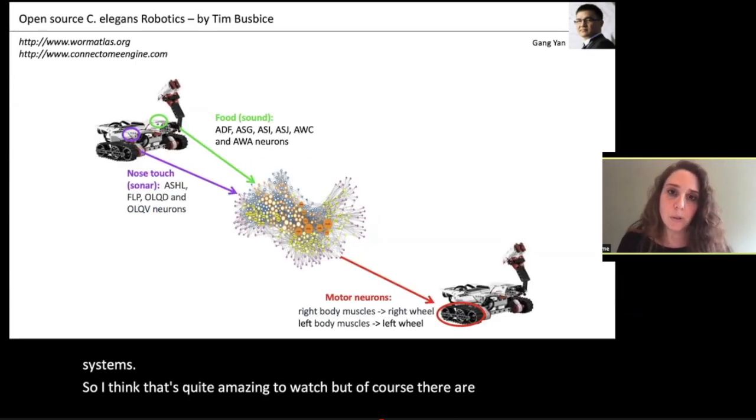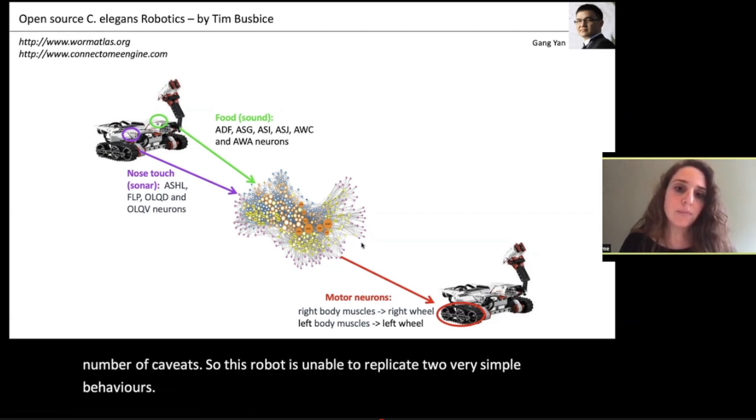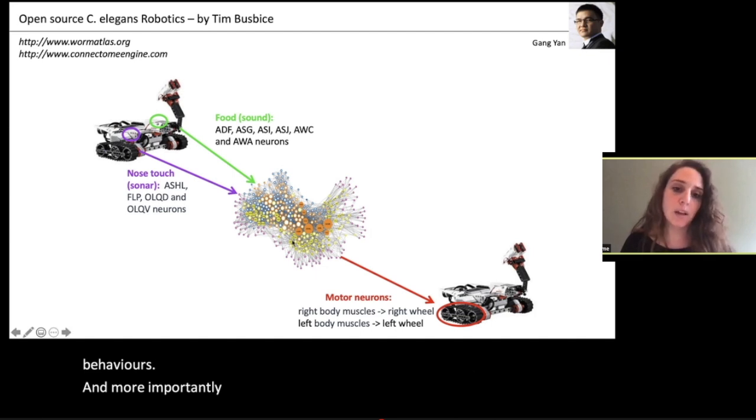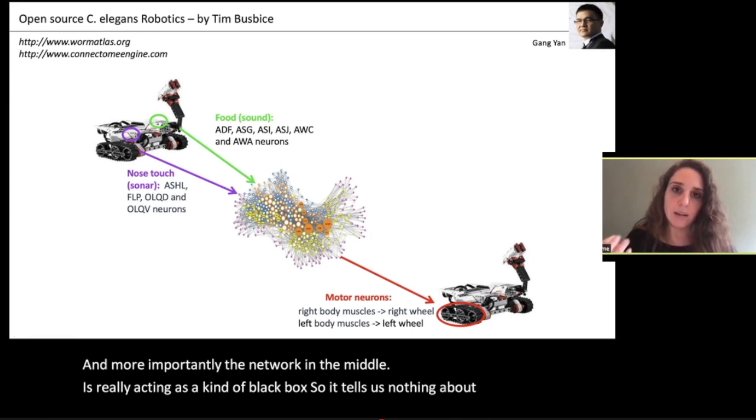So this robot is only able to replicate two very simple behaviors, and more importantly, the network in the middle is really acting as a kind of black box. So it tells us nothing about the underlying neuronal circuit that is responsible for the behavior and that implements it in detail.